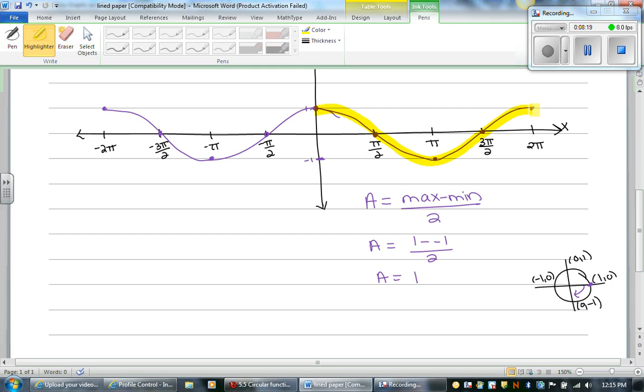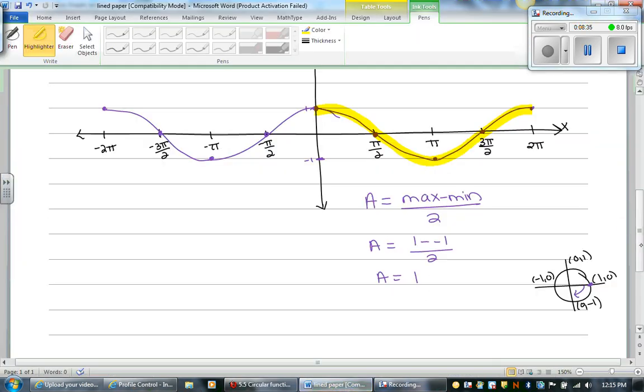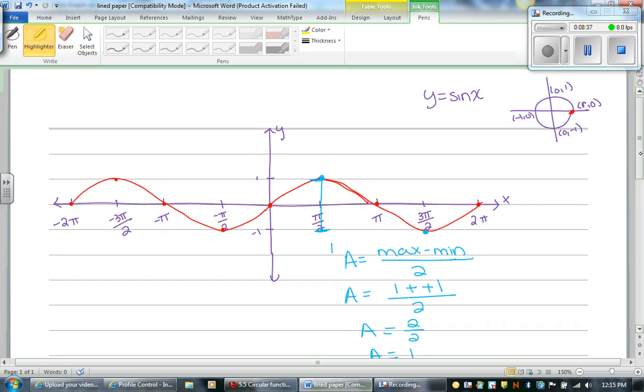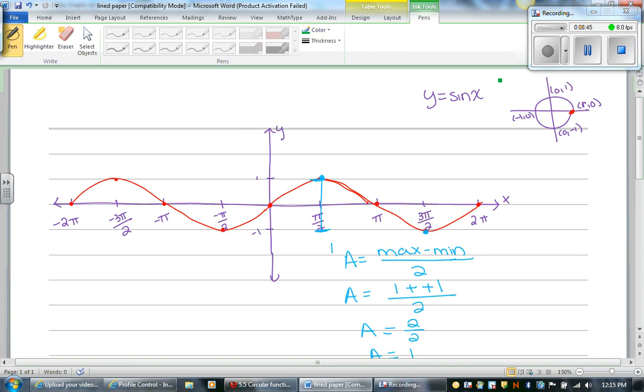All right, so the next thing I want to take a peek at is the graphs for tangent, cotangent, cosecant, and secant. I want to do it based off of, for at least cosecant and secant, the original graphs of their reciprocals. So let's start with our sine. And I'll do it in green. We're going to do cosecant.